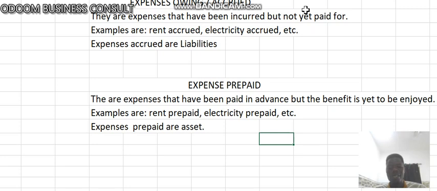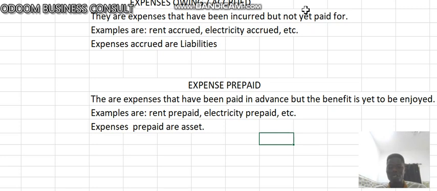So in this case, if the landlord is not able to make conditions right in the house, or if the landlord says you are no more going to occupy the house, then you have the right to take your money. So expenses prepaid is classified as an asset because this will not result in a future cash outflow, but it's a payment you have made, and you are going to enjoy the benefit subsequently. So expenses prepaid are classified as assets.